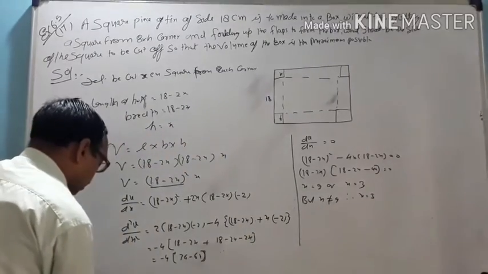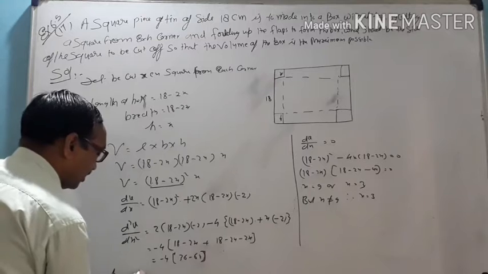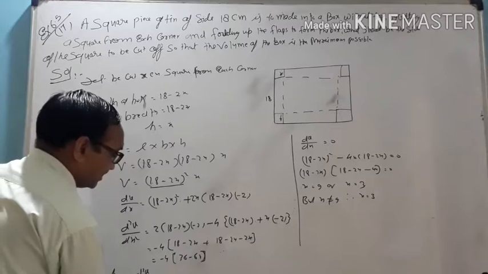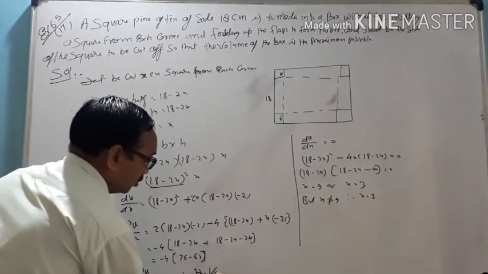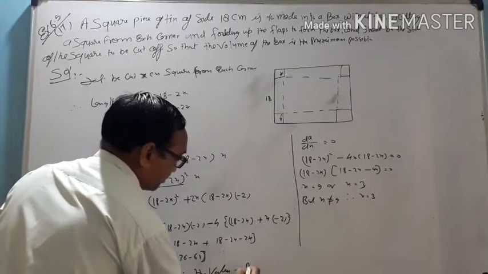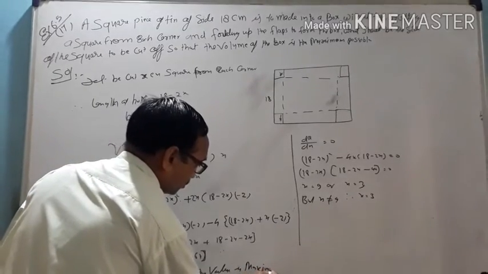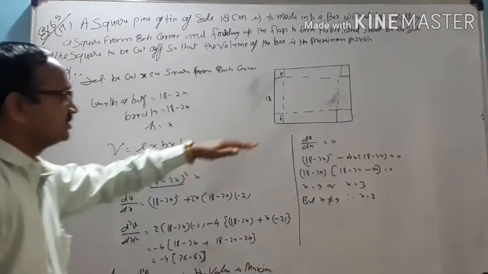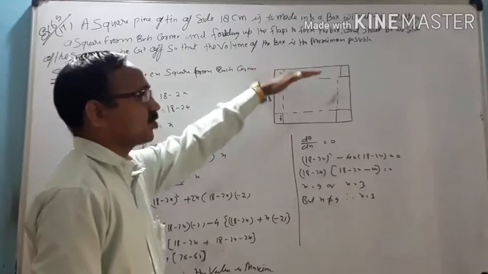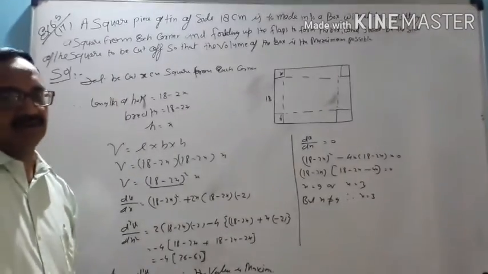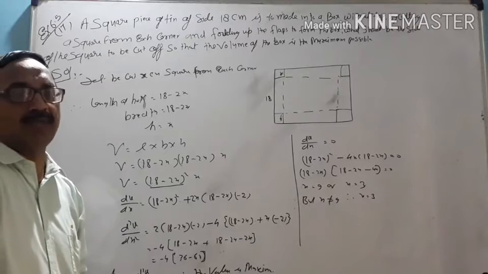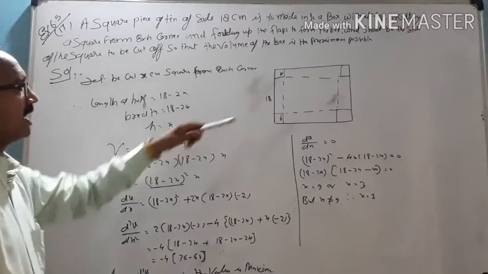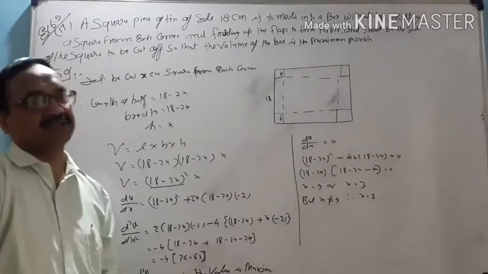So at x equal to 3, d square V upon dx square is less than 0. Therefore the volume is maximum. So if we cut the square on each corner of 3 centimeter, we get the maximum volume of the box. So the size of the cut at each corner is 3 centimeter.